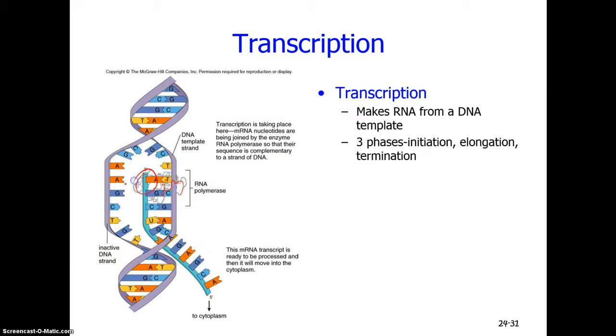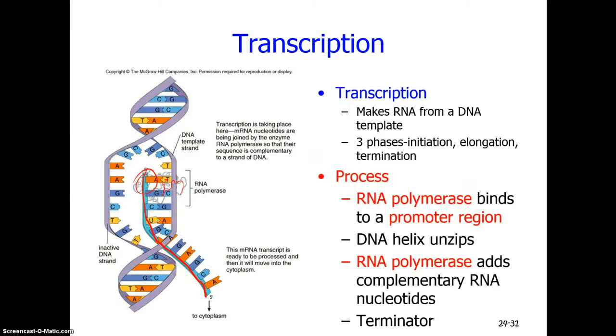That is combining the nucleotides together, being joined by the enzyme RNA polymerase so that their sequence is a complementary strand to that of the DNA. This mRNA transcript is ready to be processed, and then it will move into the cytoplasm. So this light blue thing here, it's single strand, and this is what's going to exit our nucleus out into the cytoplasm.